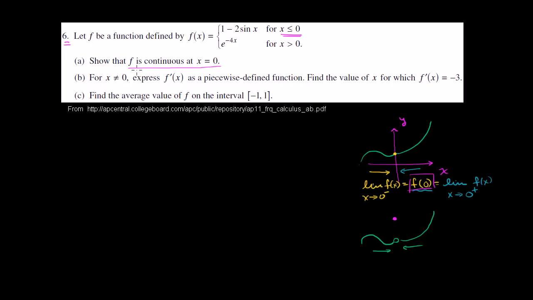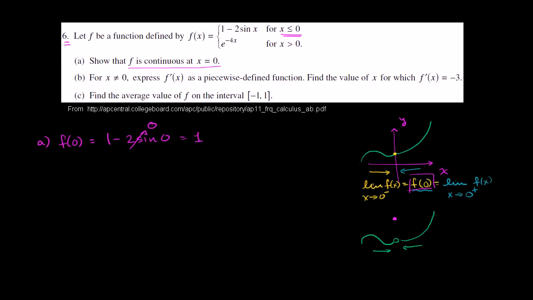So let's think about whether all of these things equal each other. First of all, let's think about the value of the function there. Remember, we're doing part A. f of 0 is equal to, we're going to use this first case because that's the case for x less than or equal to 0. So f of 0 is 1 minus 2 sine of 0. Well, sine of 0 is 0. 2 times 0 is 0. So this whole thing is 0. 1 minus 0 is 1.